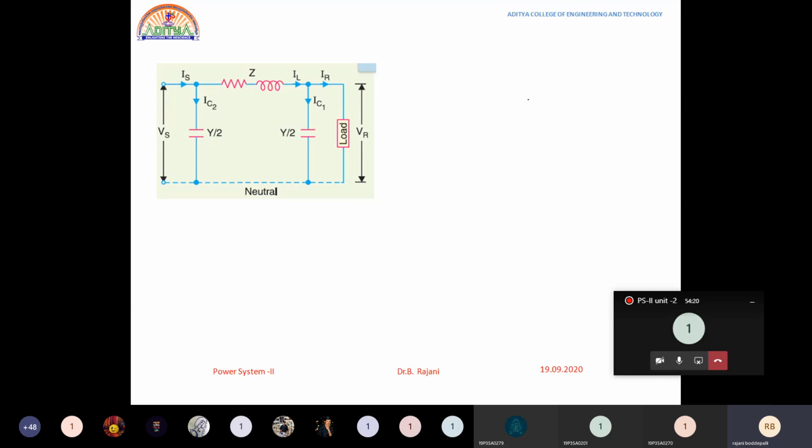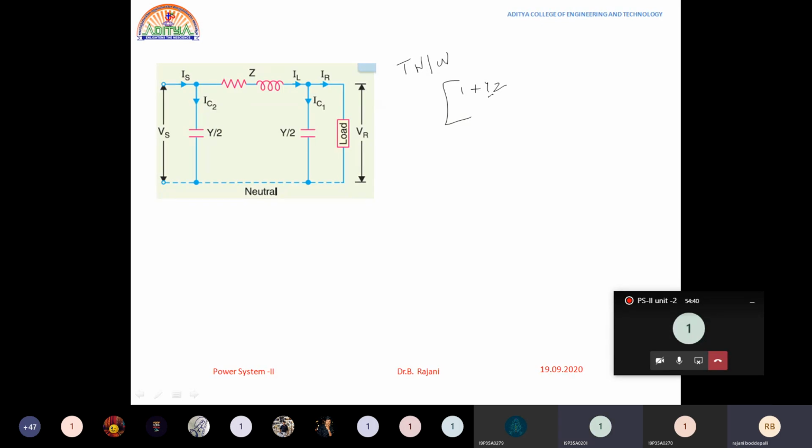Now see the difference between the ABCD parameters for T network. Let us suppose for T network, what would be the ABCD parameters? Can any one of you tell? We have derived it in the last classes. A equal to 1 plus YZ by 2, ma'am.